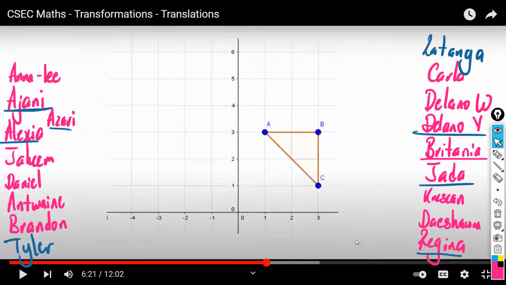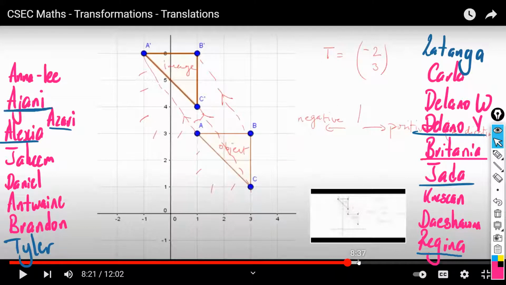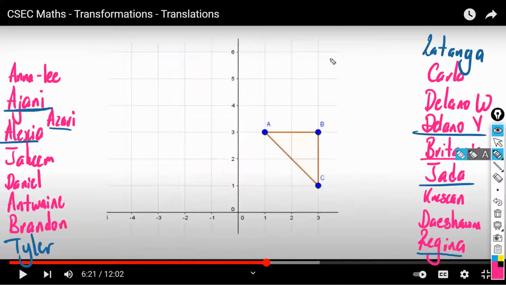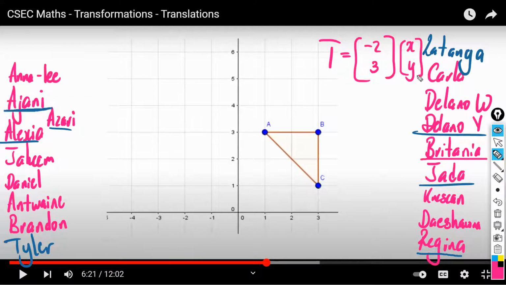Well, this is kind of strange. Where's the T? -2, 3. Okay, cool. All right. So, see to you now, Regina. Suppose I have the transformation T equal to -2 and 3. Remember, X is here, Y is here. And let's just label the points. A is 1, 3. B is 3, 3. And C is 3, 1.